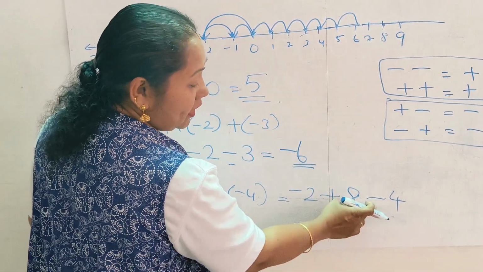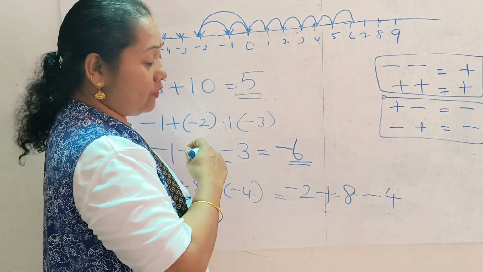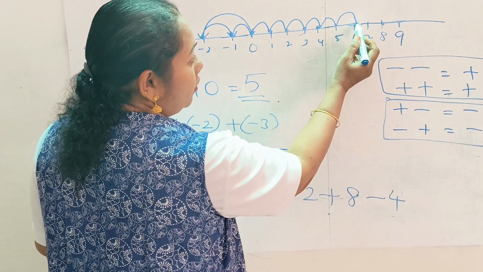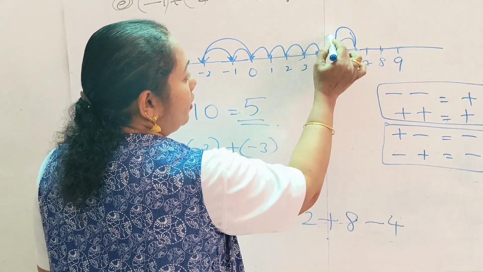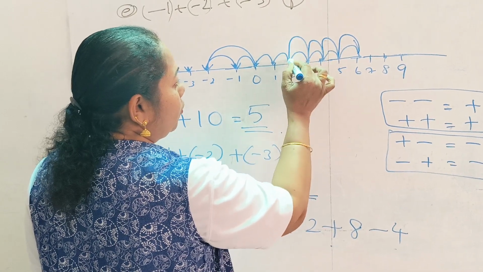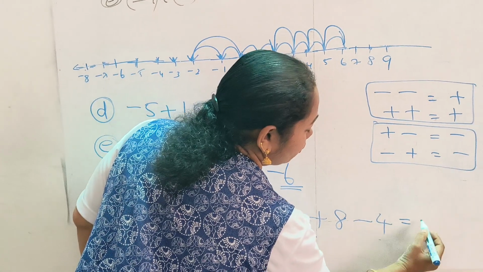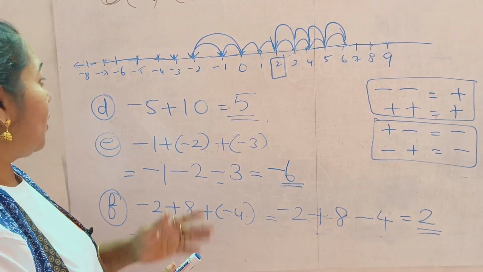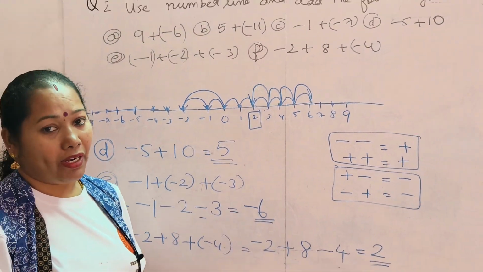Now from there, again minus sign. Minus sign means we have to go towards left side. How many times? 4 times. That is 4 numbers. From 6, we will go 4 numbers to the left side. That is 1, 2, 3, 4. We got the number 2 as the answer. So we got 2 as the answer. In this way, you can add these integers using a number line.